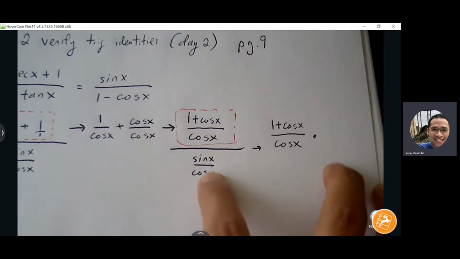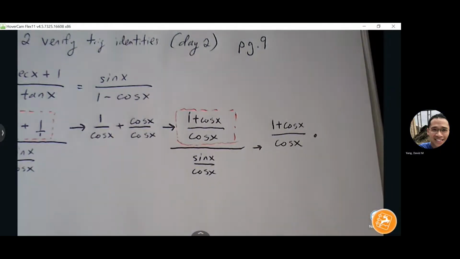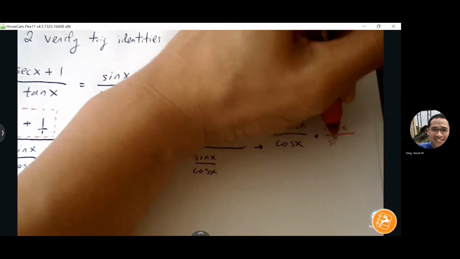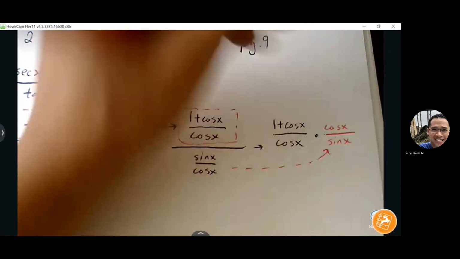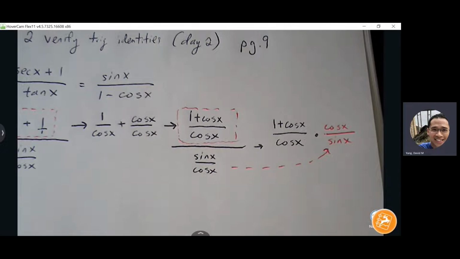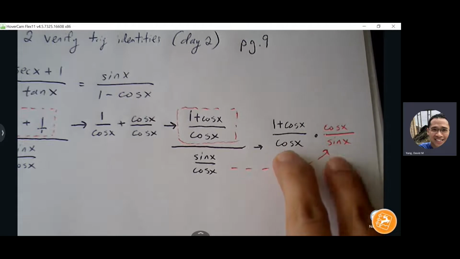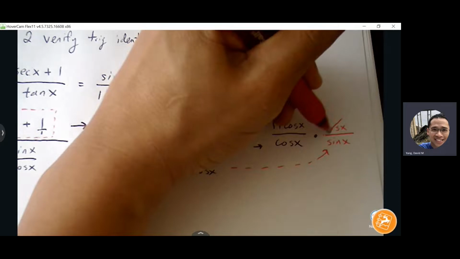Flip this up, sine over cosine can be flipped up to be what? Cosine over sine. All right, are we okay with that? All right, what's nice about lining these two fractions up? Okay. Cosine goes away.